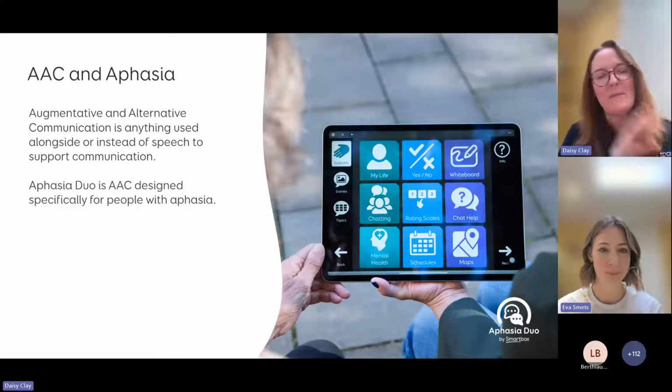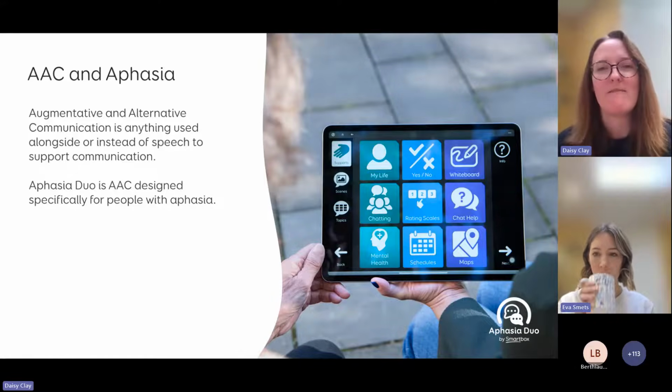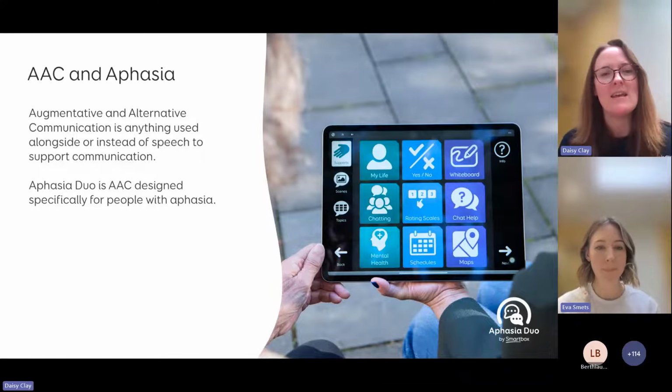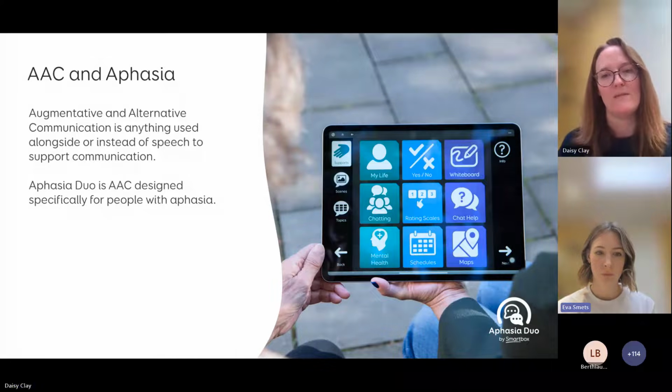Again, people on this webinar are probably familiar with these terms, but just to make sure that everyone's got the same understanding, when we talk about AAC, we're talking about augmentative and alternative communication. So that is anything that someone is using alongside their speech or instead of their speech to support them to communicate. And Aphasia Duo is AAC that's been designed specifically for people with aphasia.